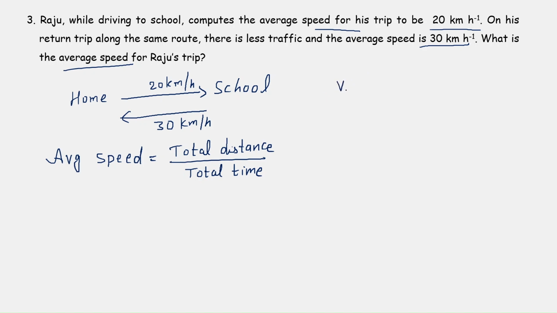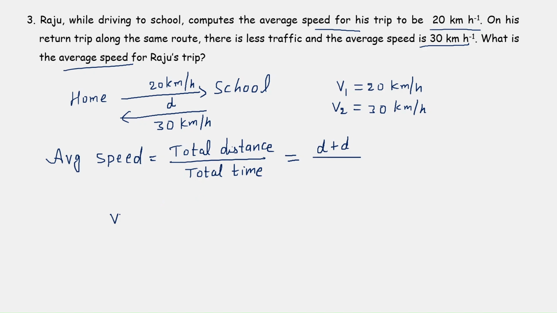So V1 will be the average speed, which is 20 kilometer per hour, and V2 will be the average speed while coming back, which is 30 kilometer per hour. Okay, so now what is the total distance? See, for example, from home to school, let us consider it as D, while coming back also D only, right? So then the total distance will be D plus D divided by the total time. So that we have to find out.